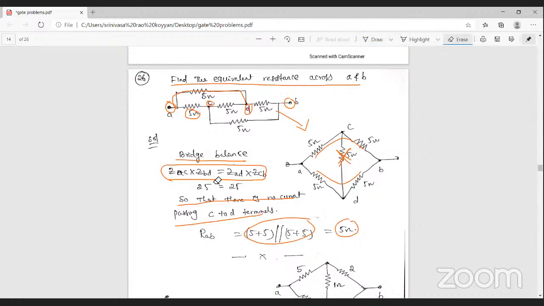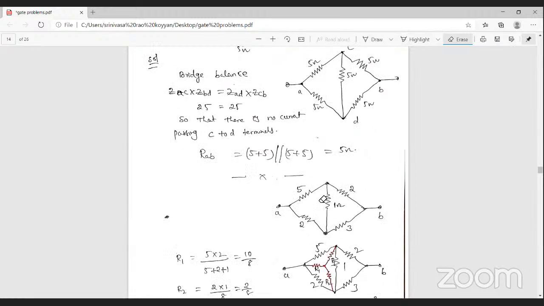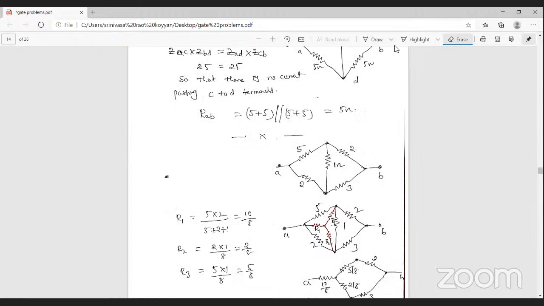Okay, but in some cases the bridge is unbalanced, so how should we solve it then? If in case the bridge is unbalanced, let us assume the bridge circuit is here. You can observe that the opposite terminals 5 into 3 is 15, 2 into 2 is 4. The bridge is unbalanced. So when it is unbalanced, how do we find the equivalent resistance between the terminals A and B? It is simple.